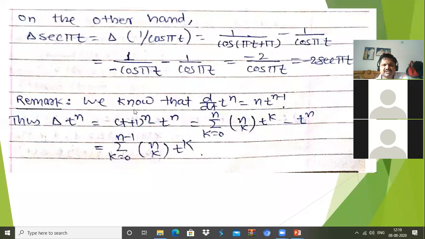So this first term can be expanded in the summation like this, minus t to the power n as it is. Now, in this summation the last term is nCn t to the power n, nCn is 1, so only t to the power n is the last term, and this last term from the summation cancels with minus t to the power n.